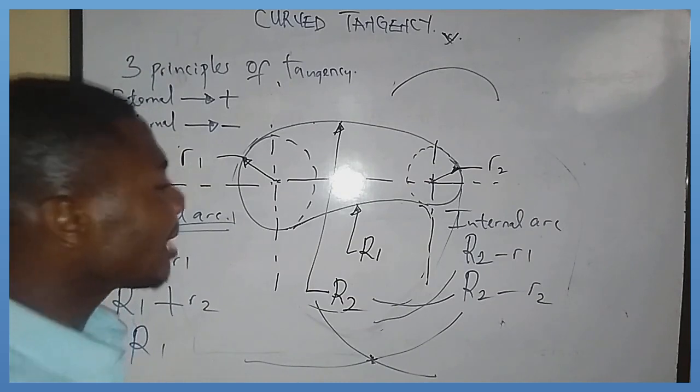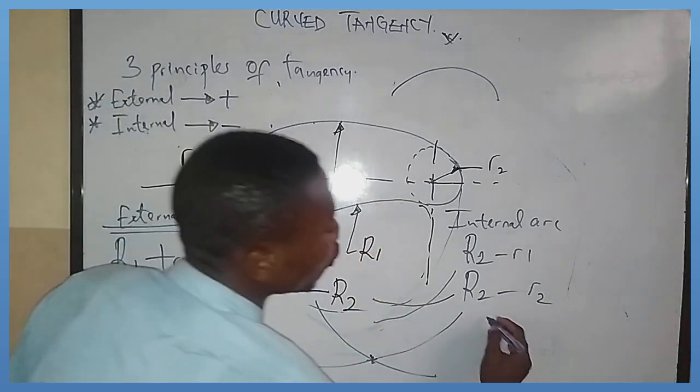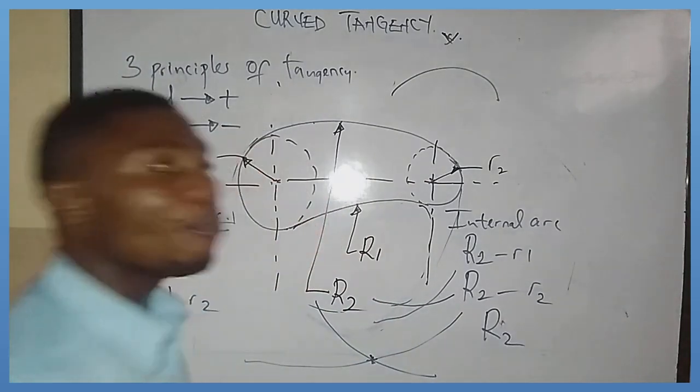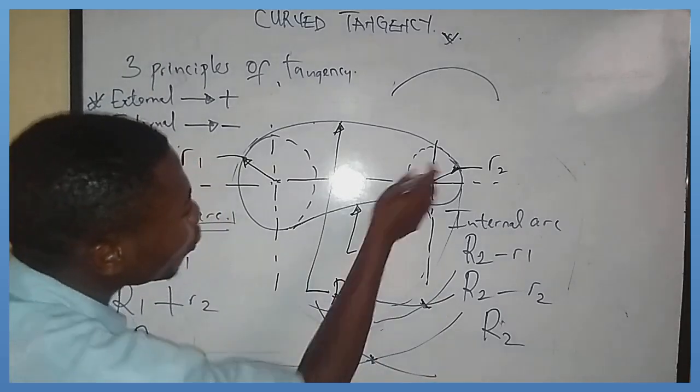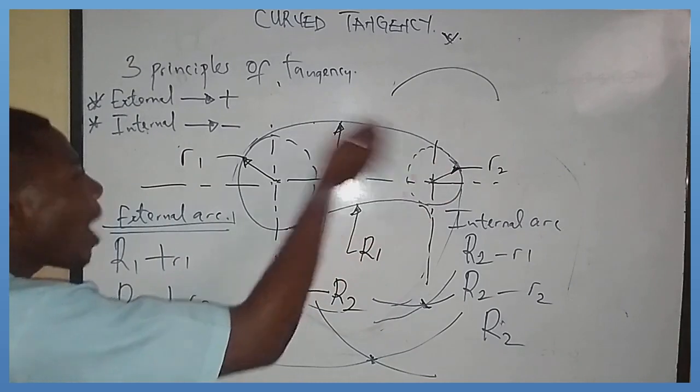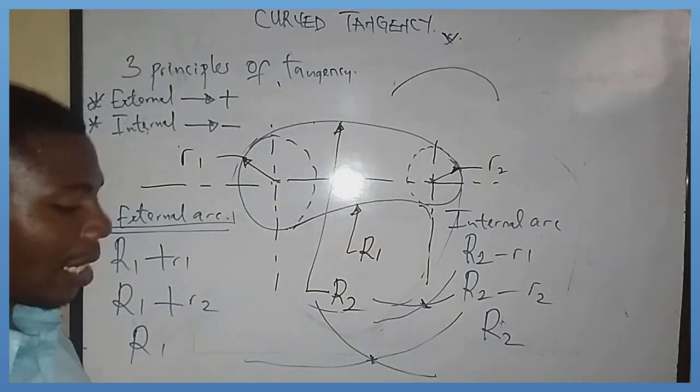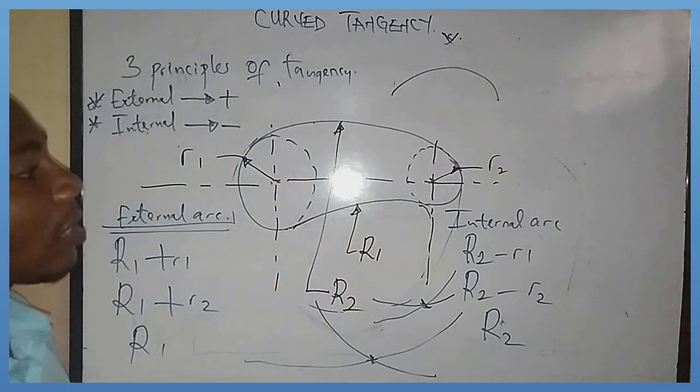Then if you are done with that, now measure your big r2 with your compass. Picking your big r2 with your compass, place the compass at this point of intersection here. I'll show you how you will perfectly draw out this tangential curve.